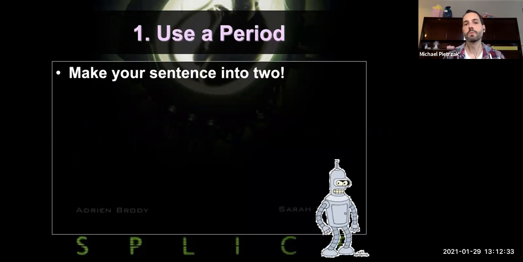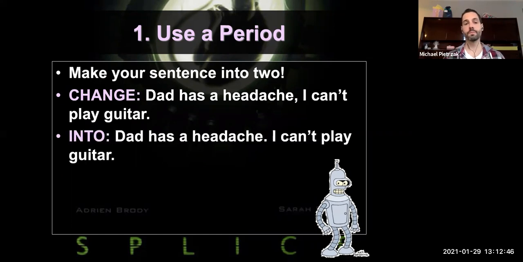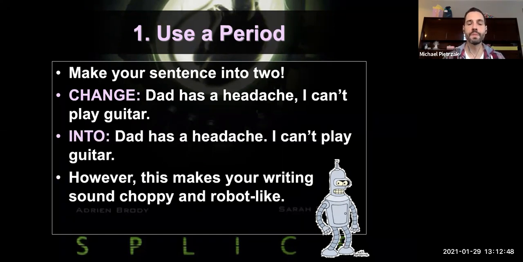So using a period, you break your sentence into two sentences. Dad has a headache, I can't play guitar. That is a comma splice. It's not proper English. Dad has a headache, period. I can't play guitar. Fixed. There you go. Unfortunately, there's a problem with this. If you're continuously using these little short sentences with periods at the end, and there's no real flow to them, you're going to sound like a robot. Although it would be proper English.